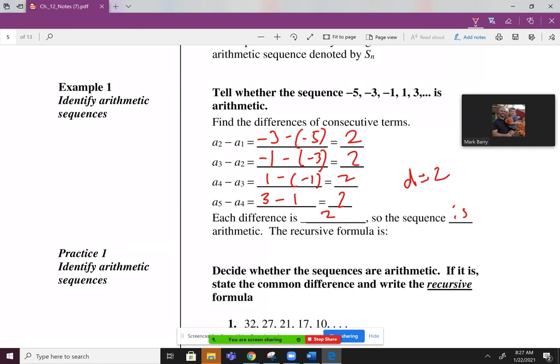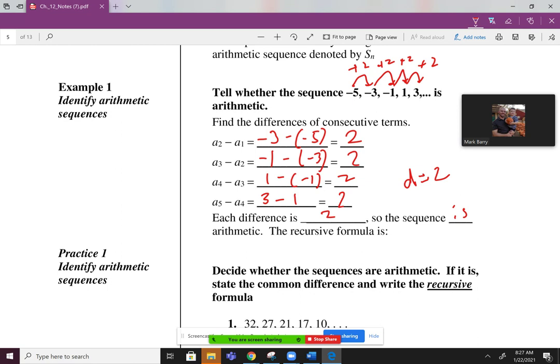Now, do you guys want the shortcut? That's what I thought. Let's look back at the original sequence. If you just track the pattern and notice that's plus 2, plus 2, plus 2, plus 2. If it's consistent adding or subtracting of the same number, that is arithmetic. It's okay if it's subtracting the same number. That actually means that d is negative, and we'll see some examples of that. But consistent adding or subtracting of the same number, that's arithmetic. Consistent multiplying or dividing of the same number, not arithmetic.